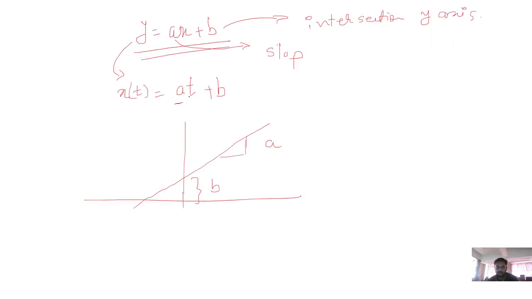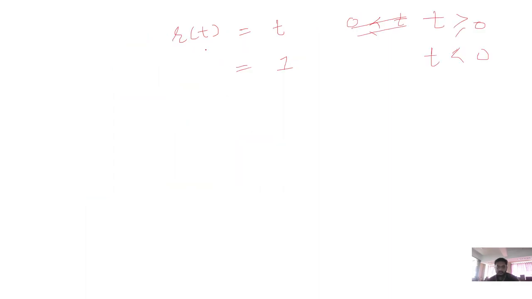Okay, now what we are saying, r of t is t, right? For t is greater than or equal to 0, and it is going to be 0 for t is less than 0. Okay, so in this equation I can replace this t by r of t. So x of t is going to be a of r of t plus b for t is greater than or equal to 0, and it is going to be 0 for t is less than 0. It is something like this.